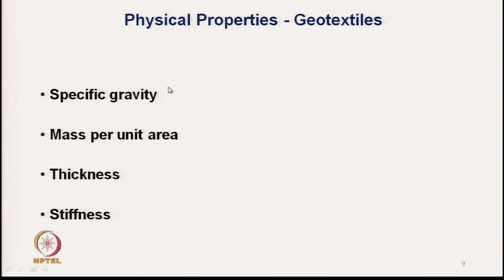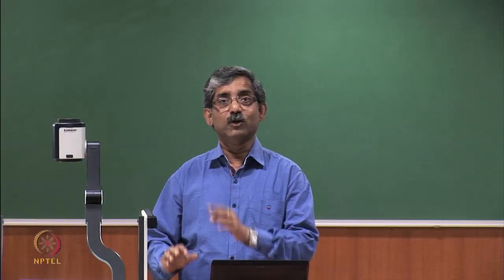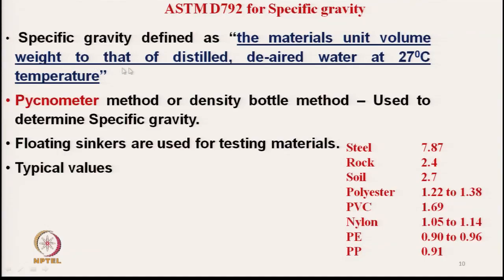First, let us see how to test the specific gravity. So, this specific gravity is actually defined as the material's unit volume weight, that means mass per unit volume, that is density, to that of distilled deaerated water at 27 degree Celsius temperature. That means the ratio of mass per unit volume, that is the ratio of density of material to that of distilled water.